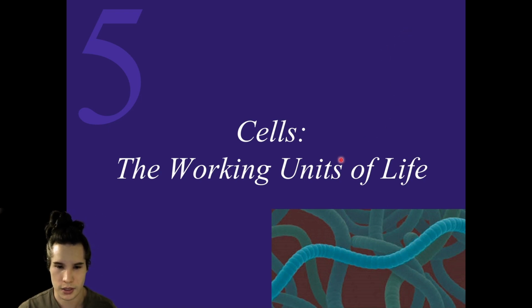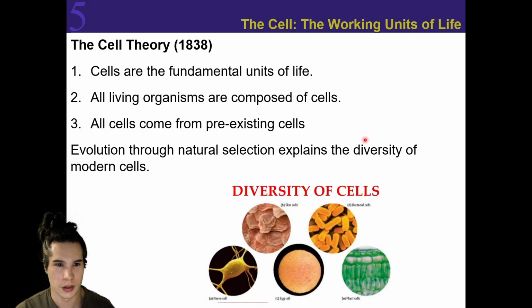Let's talk about cells. Early cell theory was established in the early 1800s. The first tenet is that cells are the fundamental units of life. The second tenet is that all living organisms are composed of cells. And the third tenet, which is highly debated at this point in time, is that all cells come from pre-existing cells.